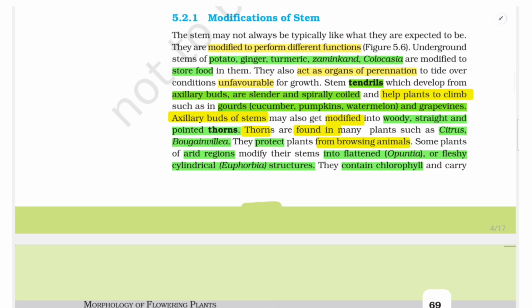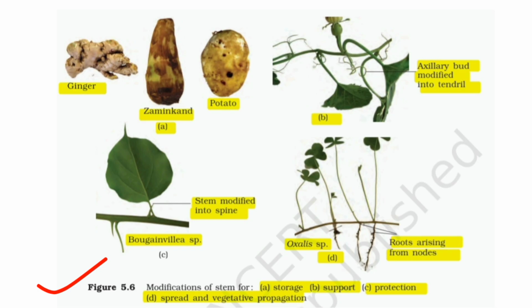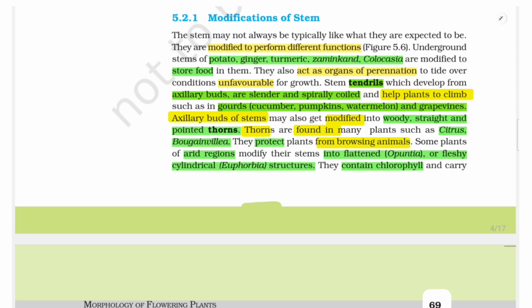5.2.1 Modifications of stem. The stem may not always be typically like what they are expected to be. They are modified to perform different functions. Figure 5.6. Underground stems of potato, ginger, turmeric, zamikand, colocasia are modified to store food in them. They also act as organs of perennation to tide over conditions unfavorable for growth.